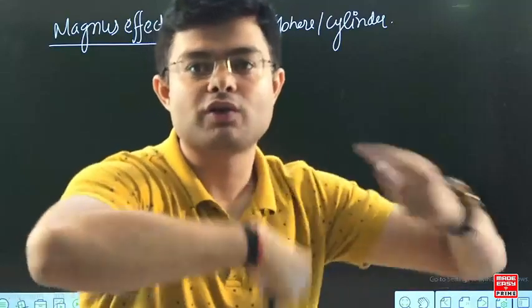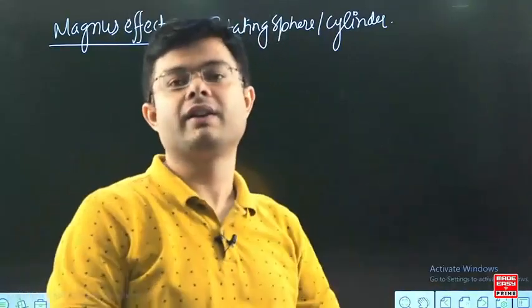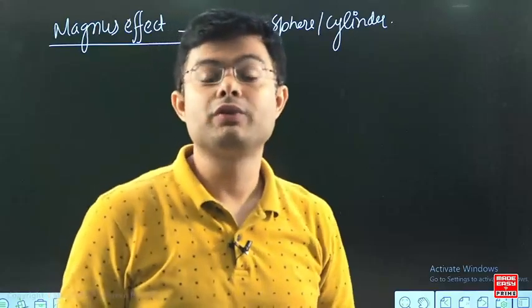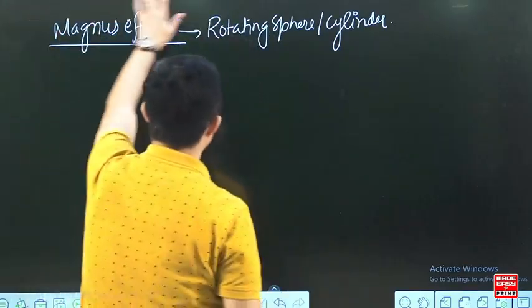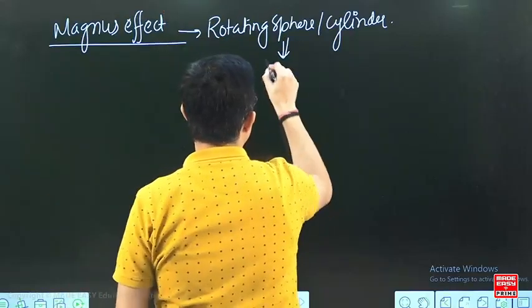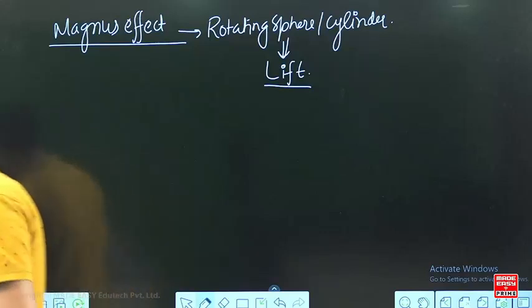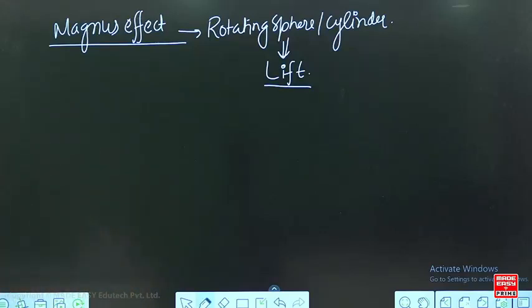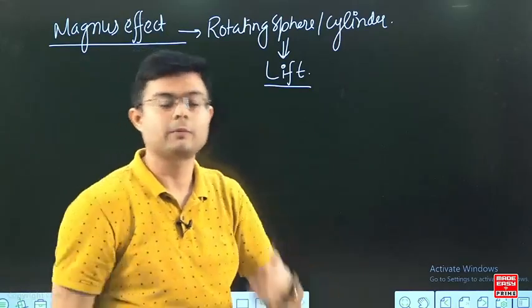Whenever a sphere is rotating in a fluid, or a cylinder is moving and rotating in a fluid, due to this rotation they are going to experience an additional lift force, and that is known as the Magnus effect. Look here on the board.